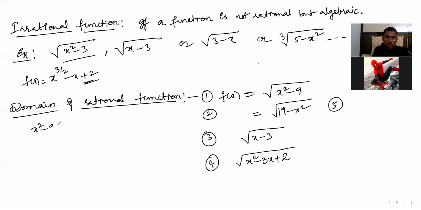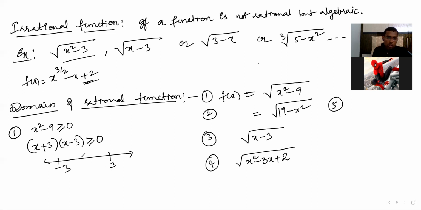x square minus 9 is greater than or equal to 0. Like previously, we had the formula: x minus 3 into x plus 3 greater than or equal to 0 lies outside the roots. What are the roots here? Simply you can write like this. This is minus 3, this is 3. This is 0. If you take more than 3, positive into positive is positive. So all the x values greater than 3 satisfy this. And here also this is satisfied. Minus 3 means this is negative, this is also negative. Minus 4 satisfies, minus 5 satisfies.